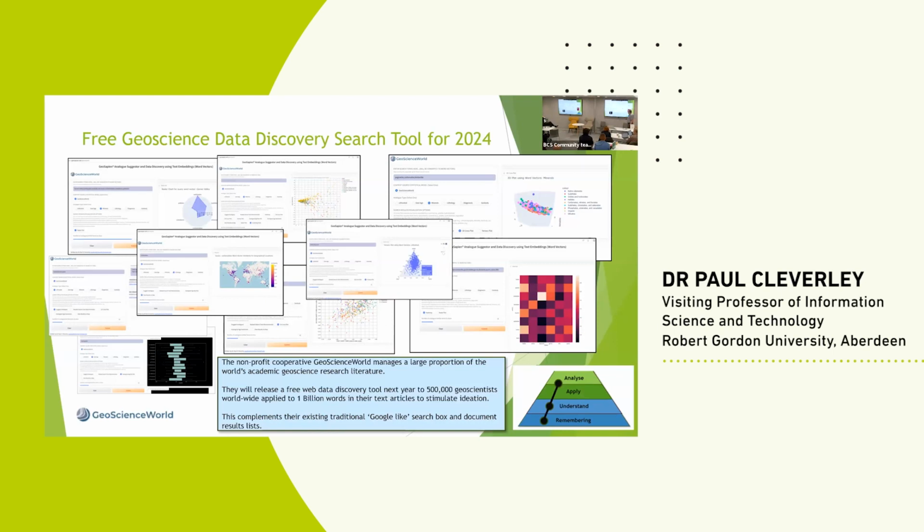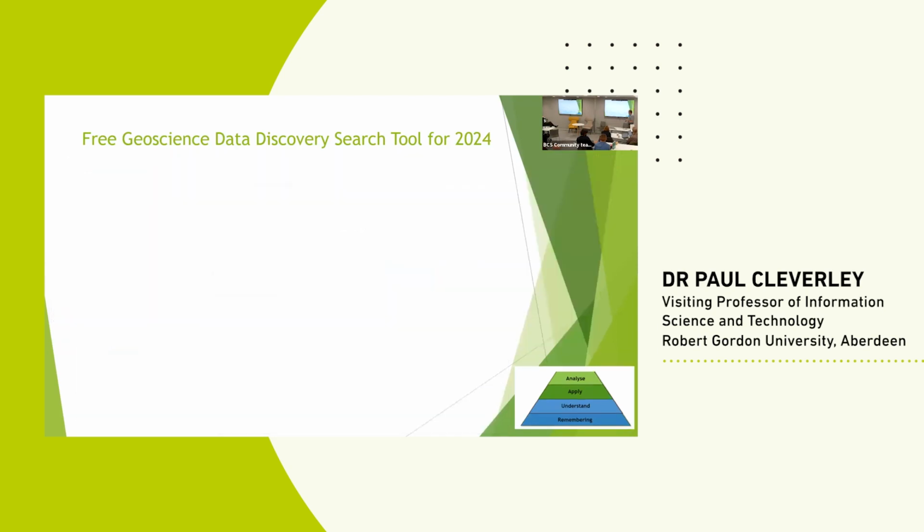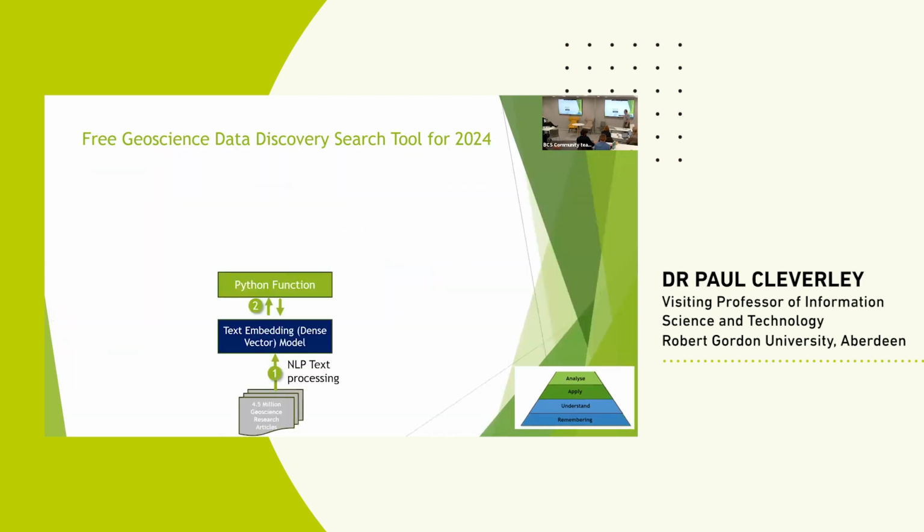It's going to be made freely available in the geoscience discipline next year. So I've been doing some volunteer work with Geoscience World, which is a non-profit cooperative. It manages a big chunk of the world's geoscience literature, and they have a traditional Google-like search experience. And the intention is to complement it with more of a data discovery tool on top of their literature. So I'll just go through what we're doing. There are around 4.5 million geoscience research articles.